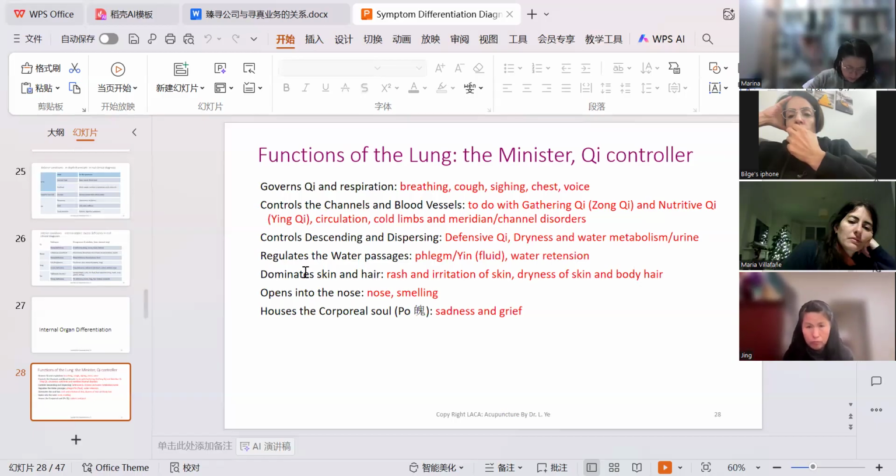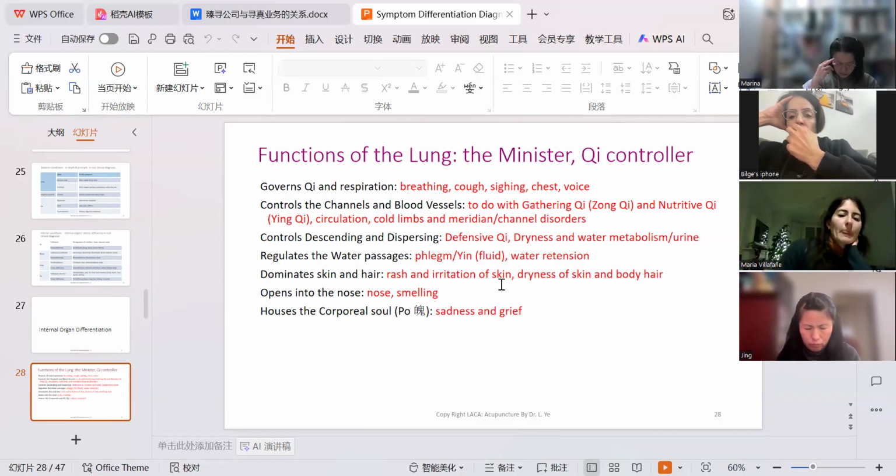And lung also regulates water passage. It's the upper source of water passage. So therefore, the keyword is water retention, phlegm, yin, fluids. Lung dominates skin and hair. So anything to do with the skin and hair, the body hair, not the scalp hair: rash and irritation of skin, dry skin, and body hair problems. And lung opens into the nose: anything to do with smelling, blockages, or a running nose.